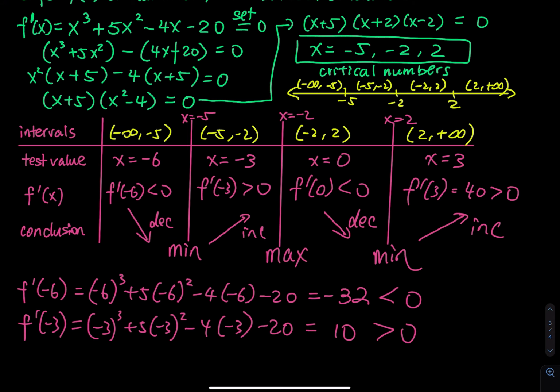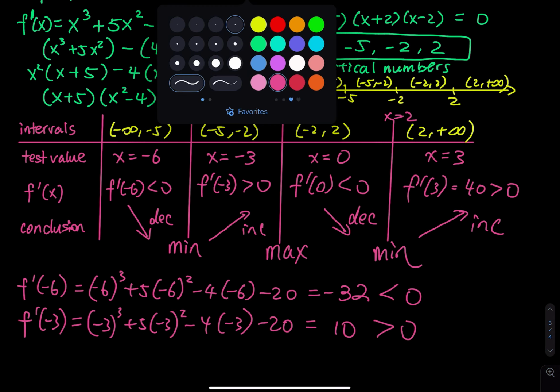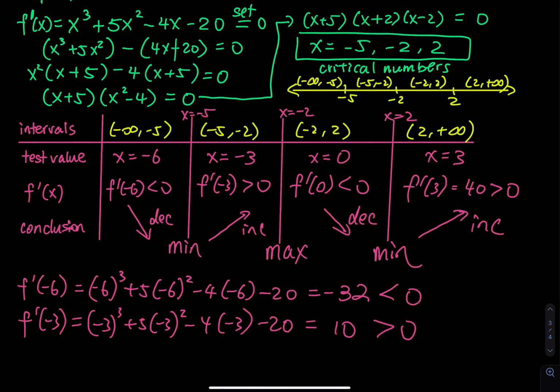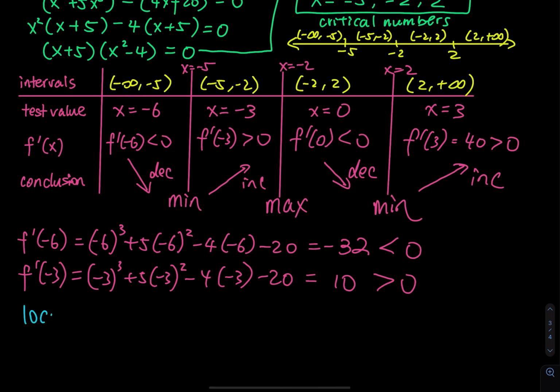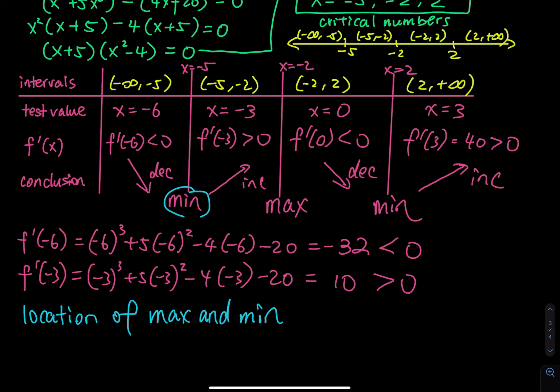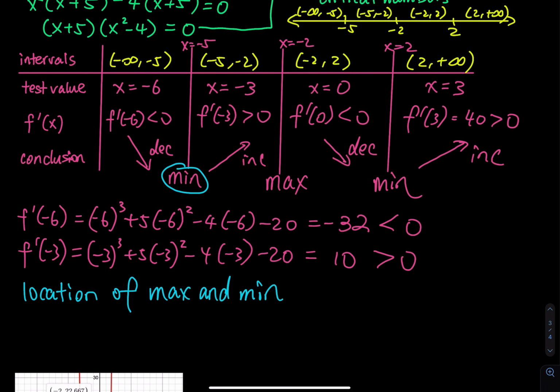So how do you find the location? Let's do that in another color. I want to find the location of max and min. For example, here, how do you find the location? To find the location, where do you plug in? Do you plug it into f or f prime? You have to plug it into f of x. So f of x when x is equal to negative 5, right?